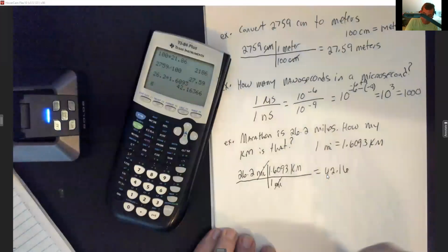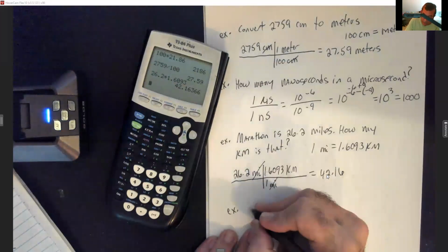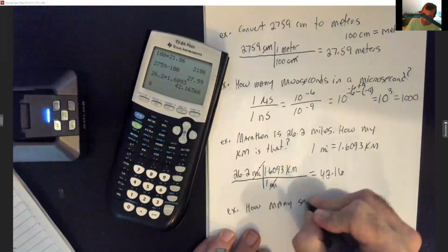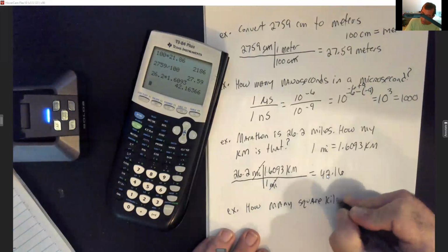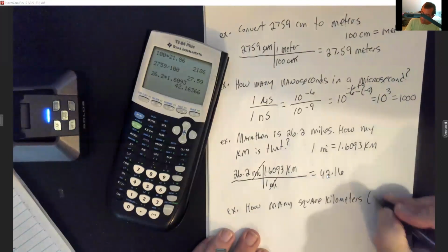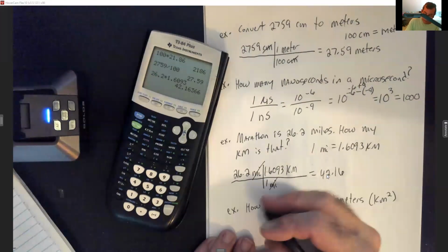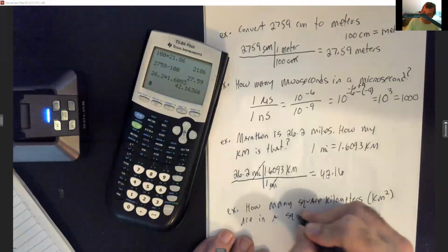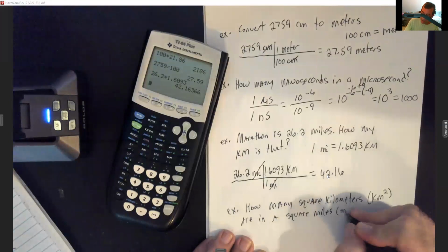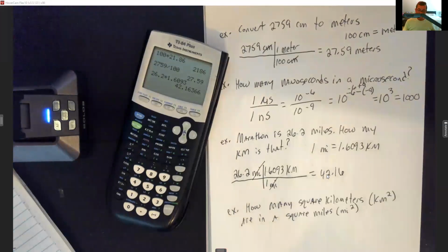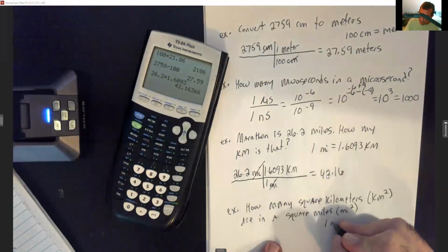All right, let's get another one on this page real quick. How many square kilometers? And that could be km squared like that, or in a square mile. And that could be like a mile squared, okay? So watch this. I had a conversion up here for 1 mile equals 1.6093 kilometers.